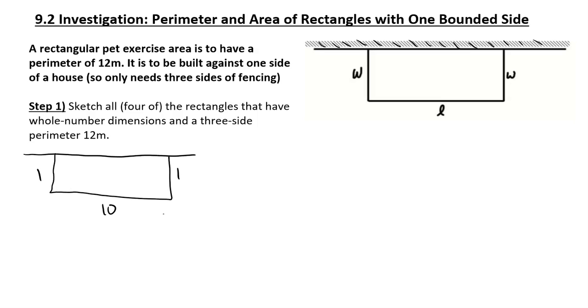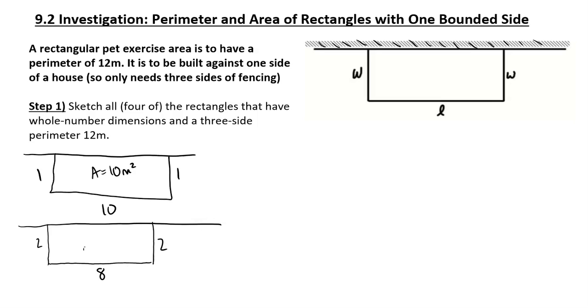1 by 10, so there we have 12 meters. The area there is going to be 10 meters squared. What's the next one going to be? Well, now I'm going to put 2 on this side. And then if I put 2 here, and I have 12 meters of fencing total, I only have 8 meters left for this side. The area of that is 16 meters squared. See if you can continue that and then compare your answers with mine. Pause the video now, and I'll put the answers up when you replay the video.